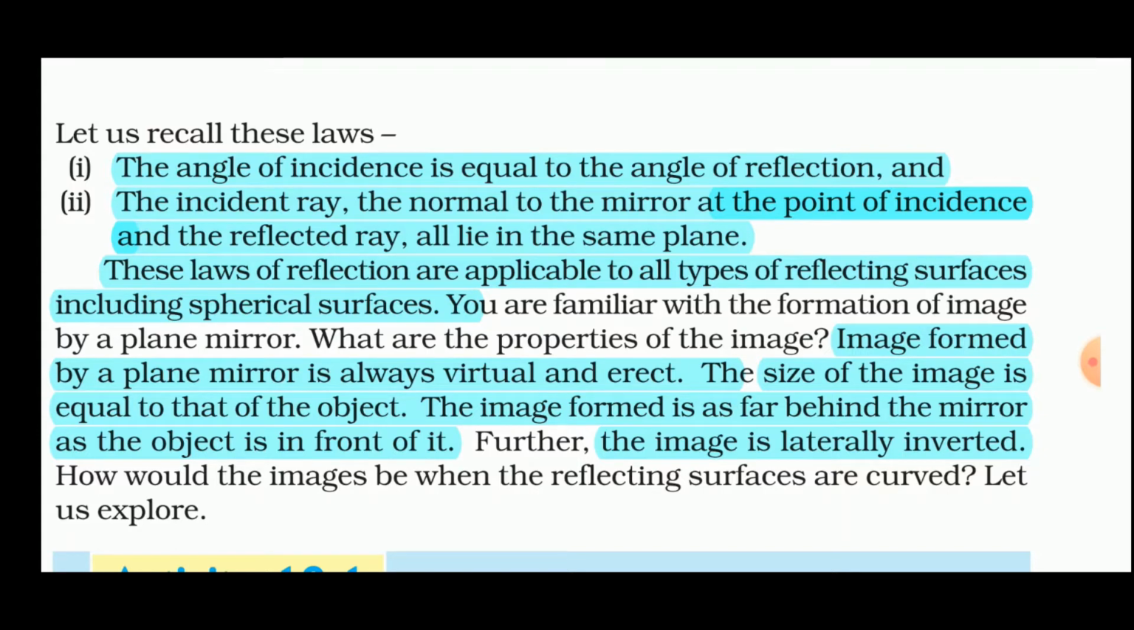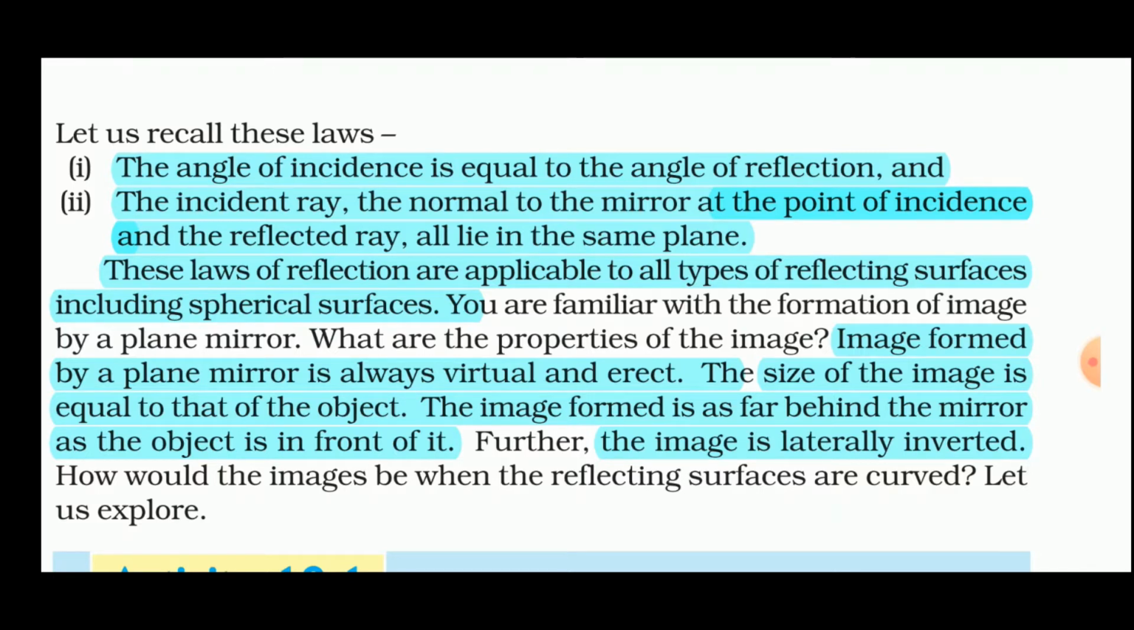Now about spherical surfaces, see this one. But first, before that, let us see the properties of the image formed in a plane mirror. When you stand in front of the mirror, your image is formed inside the plane mirror. So what are the properties of that image formed in a plane mirror? The first property is that the image formed in a plane mirror is always virtual and erect. Now two types of images are formed.